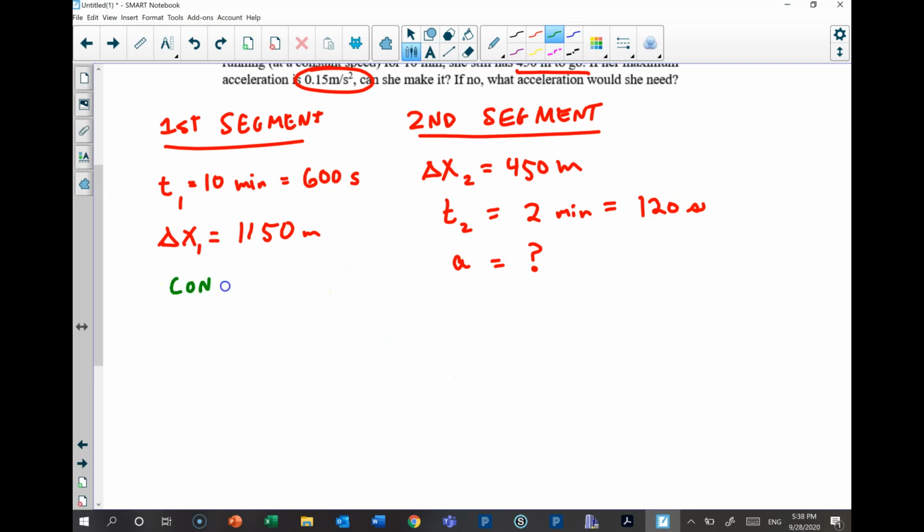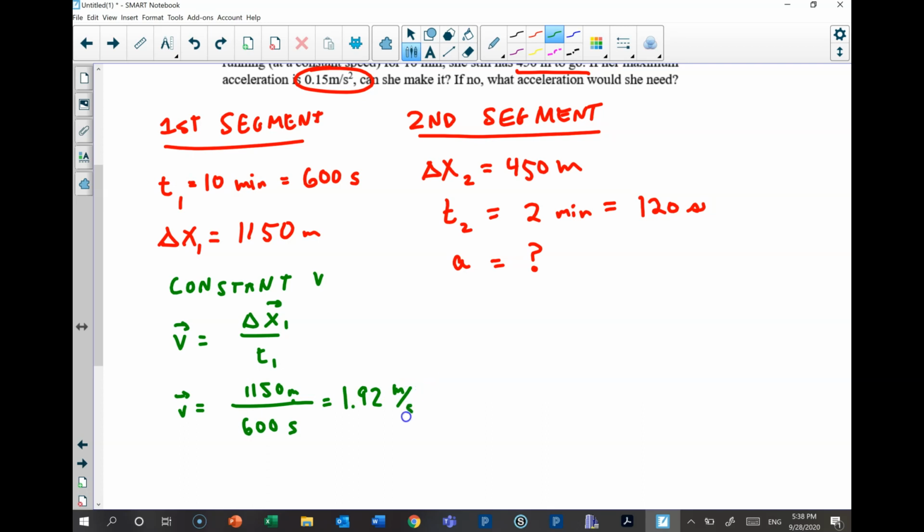Yes. The left side is the one with constant speed. And the equation for constant speed, or in this case constant velocity, is displacement divided by time. We're applying this to segment 1. And when we perform that calculation, 1150 we said, the time was 600. We get 1.92 roughly. So now we know what speed she starts from, what velocity she starts from. Approximately 1.92. I think it's 1.916 repeating.